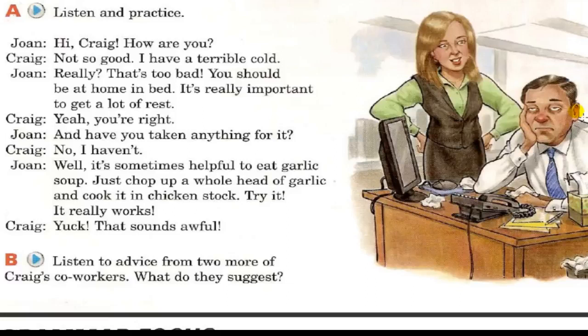Exercise 2, Part B. Listen to advice from two more of Craig's co-workers. What do they suggest?